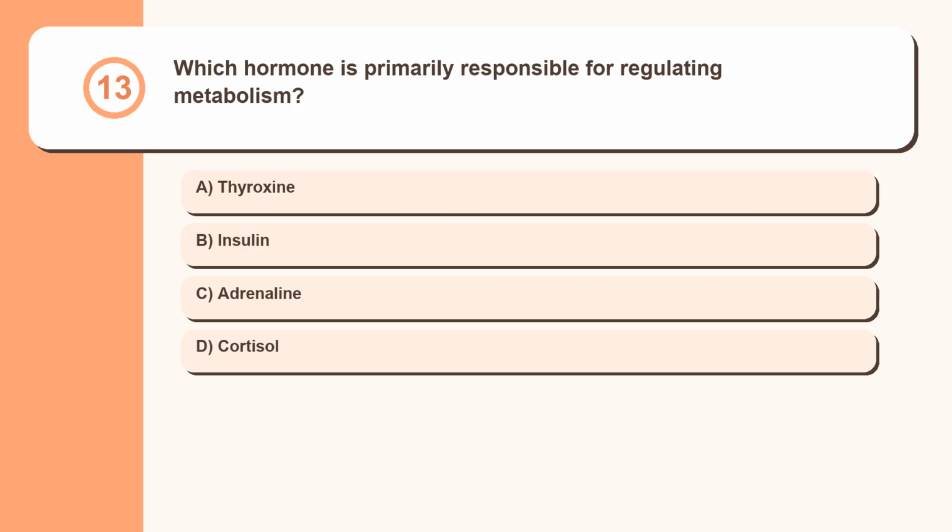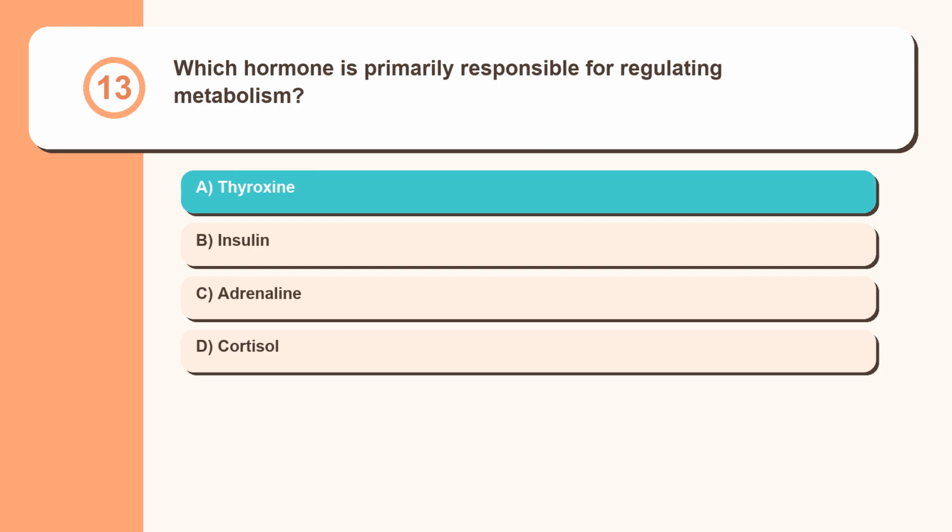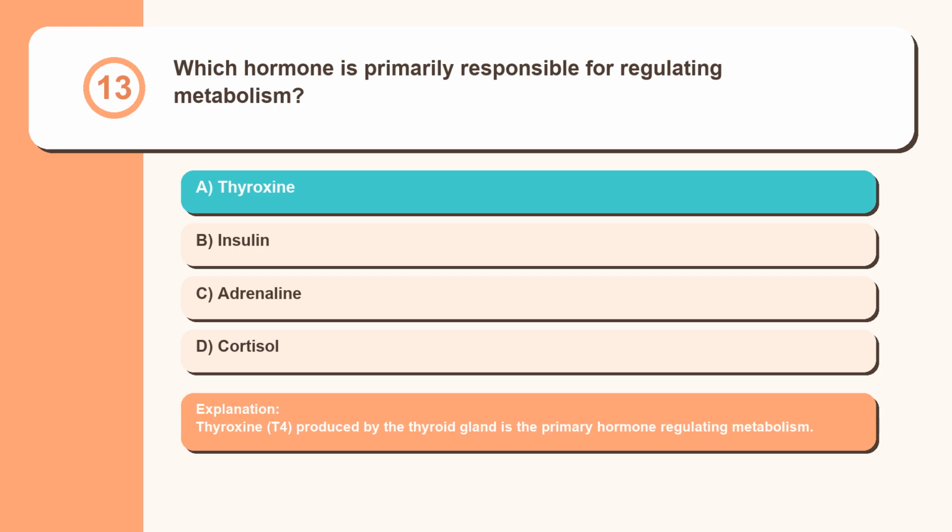Question 13. Which hormone is primarily responsible for regulating metabolism? Thyroxine, insulin, adrenaline, cortisol. Thyroxine, T4, produced by the thyroid gland is the primary hormone regulating metabolism.